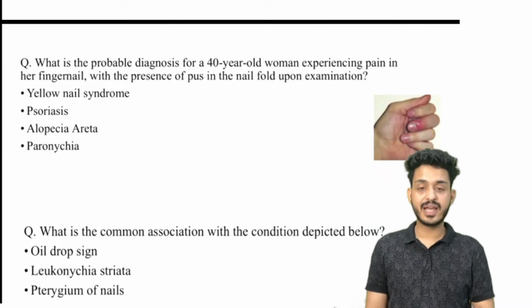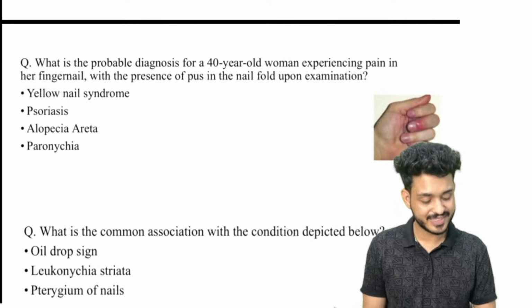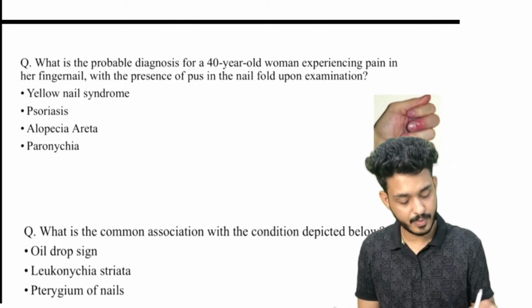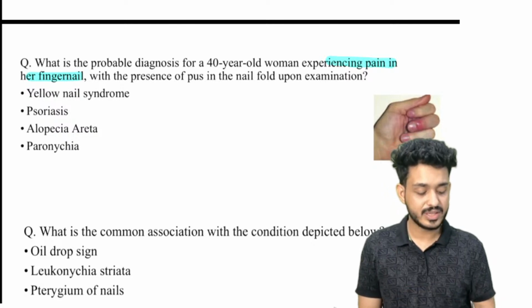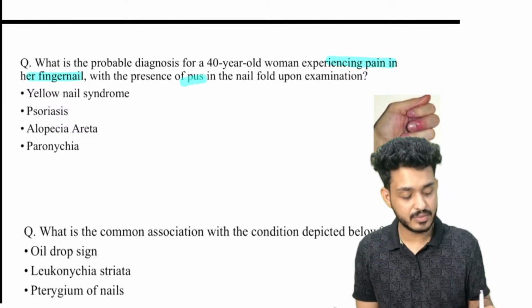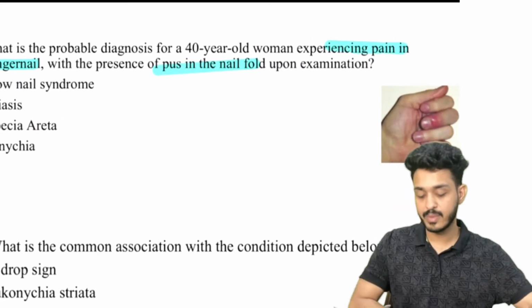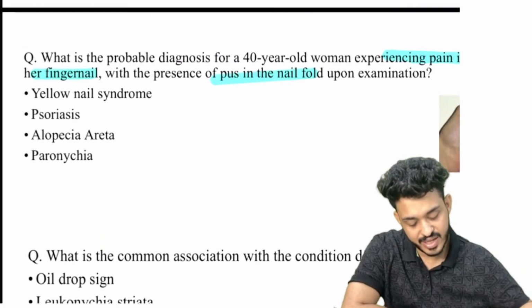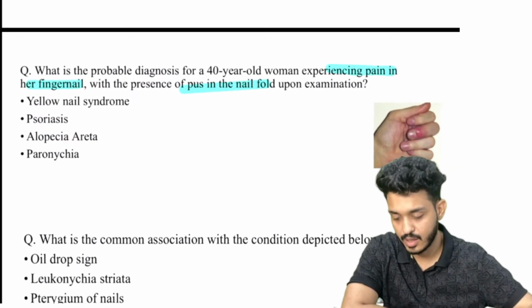What is the probable diagnosis for a 40-year-old woman experiencing pain in her fingernail with the presence of pus in the nail fold? Is it yellow nail syndrome, alopecia areata, or psoriasis? What is it, guys?